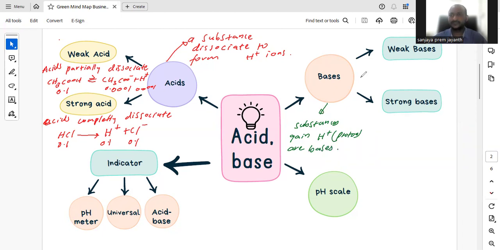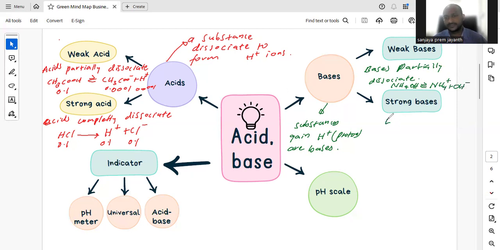Bases also have two types. One is weak base. A weak base means bases that partially dissociate into ions, something like ammonium hydroxide, which partially dissociates, forms an equilibrium mixture and forms ammonium ion and OH-.